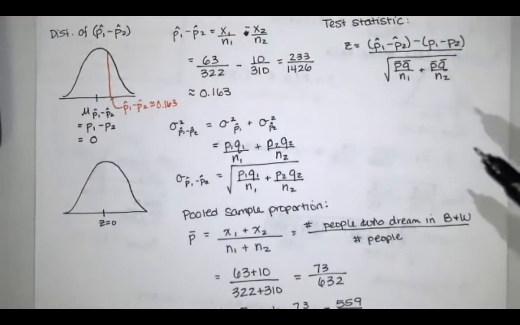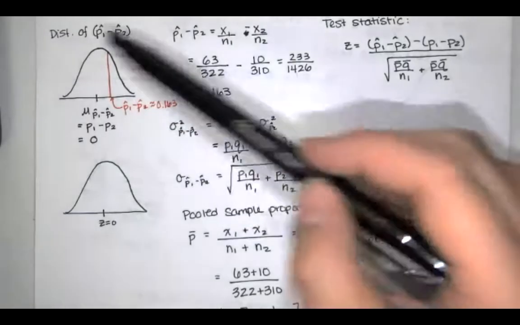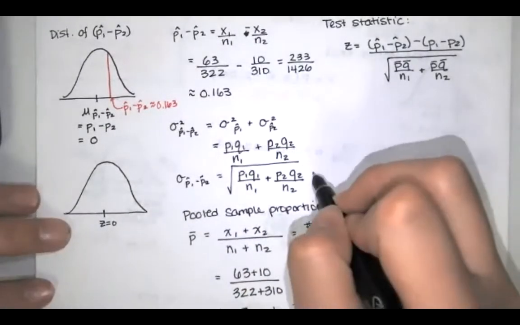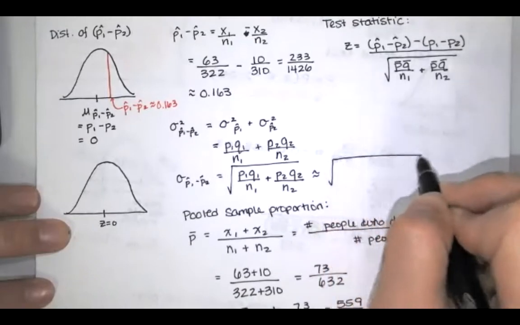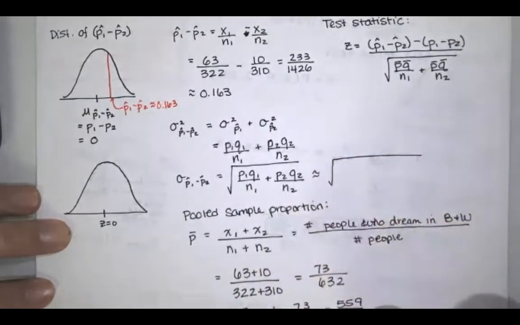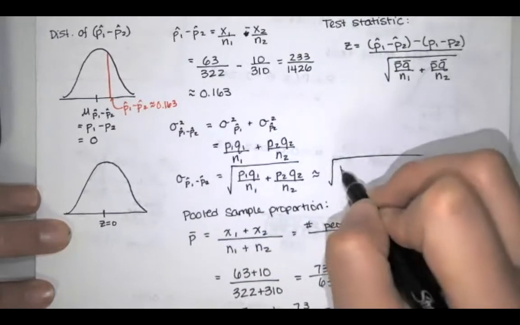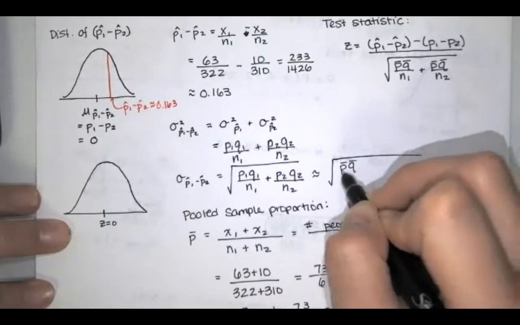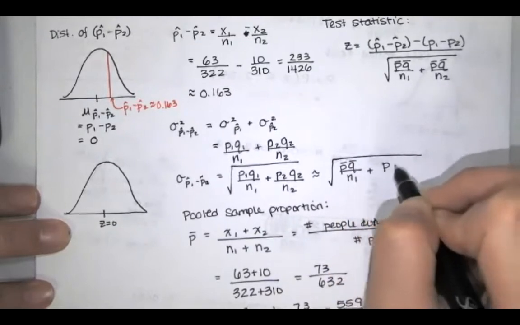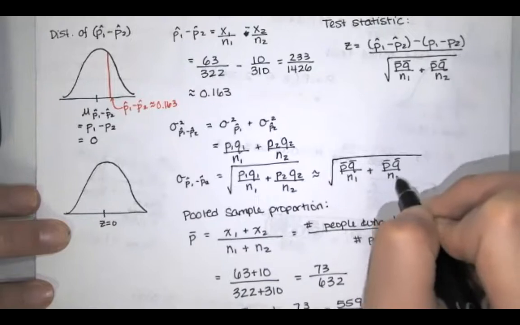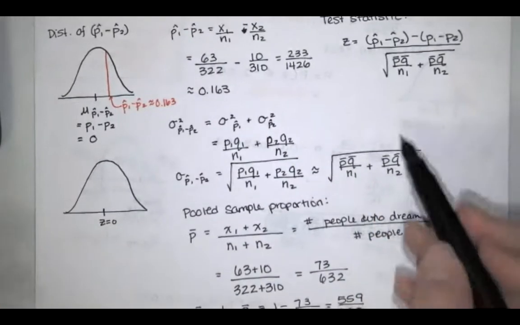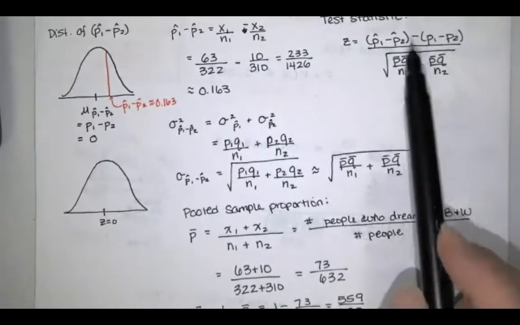And that is the estimated standard deviation of this distribution over here. And we're using that estimate, again, because we're assuming that P1 and P2 are equal to each other. And the best guess that we have for what P1 and P2 are equal to is this P bar, not P1 bar. So we've got P bar Q bar over N1 plus P bar Q bar over N2. And that's our standard deviation.